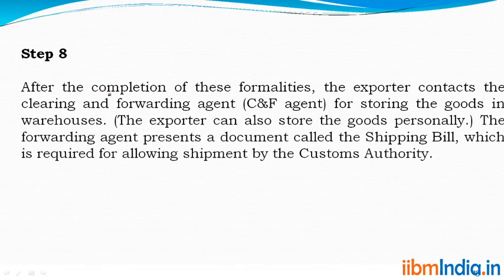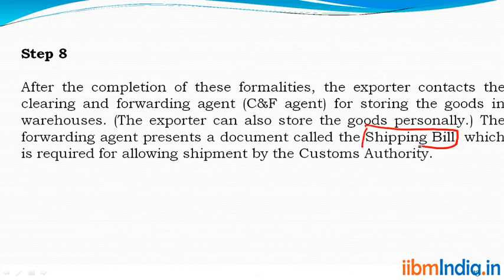Step 8, after the completion of this formality, the exporter contacts the clearing and forwarding agent, that is called the CF agent, for storing the goods in warehouses. Sometimes the exporter can also store the goods personally. The forwarding agent presents a document called the shipping bill, which is required for allowing shipment by the customs authorities. Whenever you want to send your goods, firstly we have to approach the clearing and forwarding agent. The clearing and forwarding agent will present one document that is called the shipping bill.